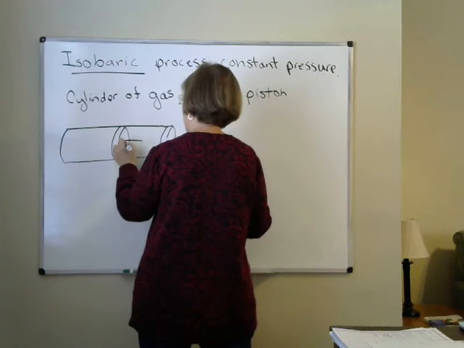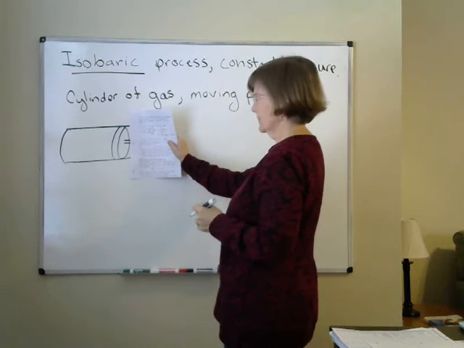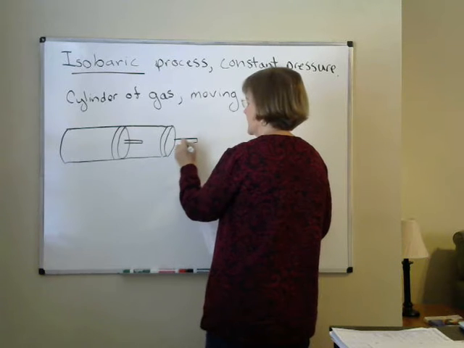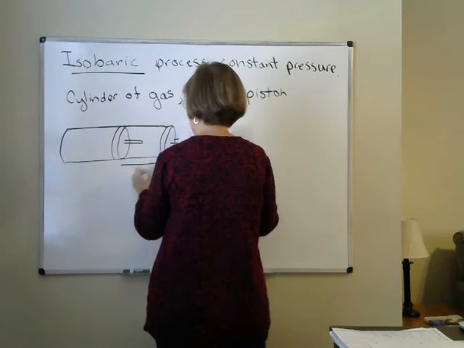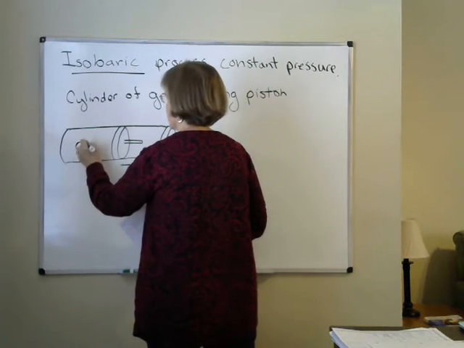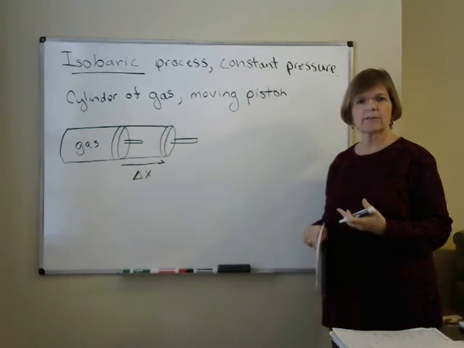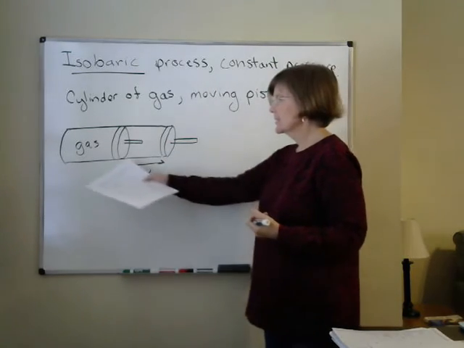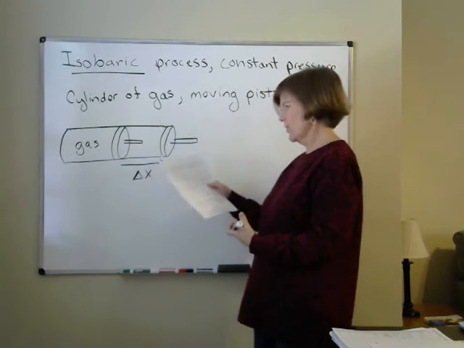It has like a handle, you can kind of think. And at maybe one point we were at some smaller volume, but we expanded the gas and we moved the piston out to here. So we had a change here. We're going to call that delta X. And all of the gases that we're talking about, we're going to treat them as ideal gases. So in this case, you can see, although we're going to maintain constant pressure, we're definitely going to change the volume because we're going to start with this smaller volume, we're going to go to this larger volume.